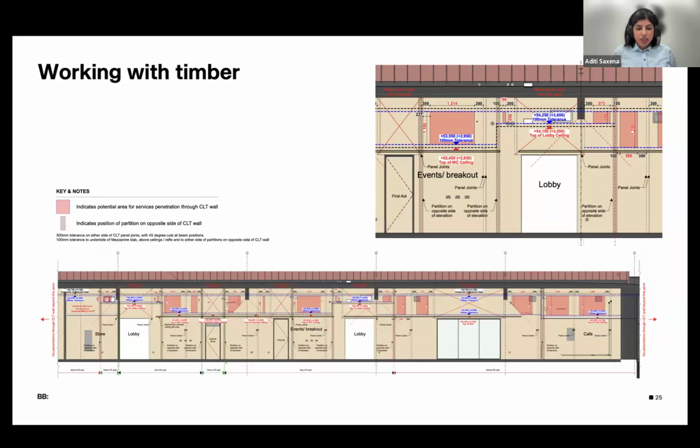And then just last slide from me, I think when we're working with timber, it's so important to get the coordination right really early on, especially if the timber is exposed as it was on CAT.